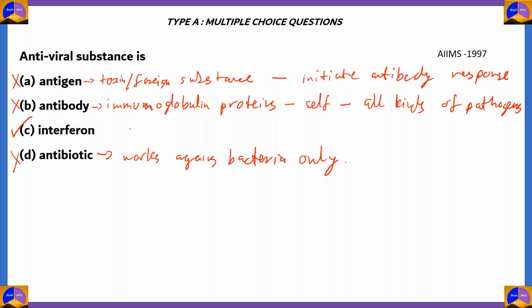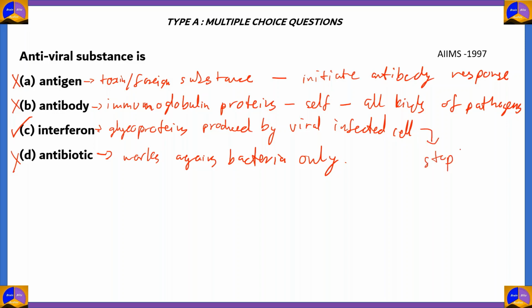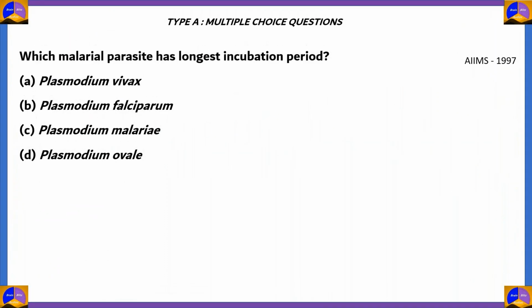The right answer is option C, interferons. Now, these interferons are glycoproteins, and they are produced by viral infected cells. So when a cell is infected by a virus, it produces these interferons, and they stop or get in the way of virus replication. So that's why option C, interferon, is an antiviral substance. Option C is the right option. Let's move on to our next question.